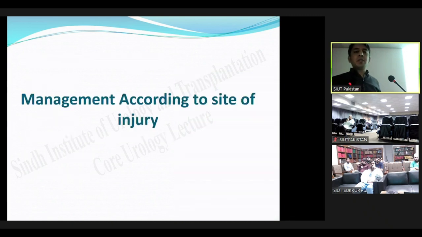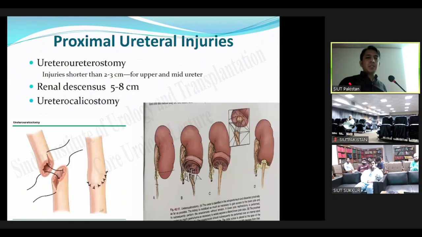The management of ureteric injury is actually divided by the site of the injury. Is the injury in the proximal, mid, or distal ureter? For proximal ureteric injury, we can do ureteroureterostomy, meaning simple end-to-end anastomosis, and that is only done for mid and proximal ureter, when the injury is 2 to 3 centimeters.